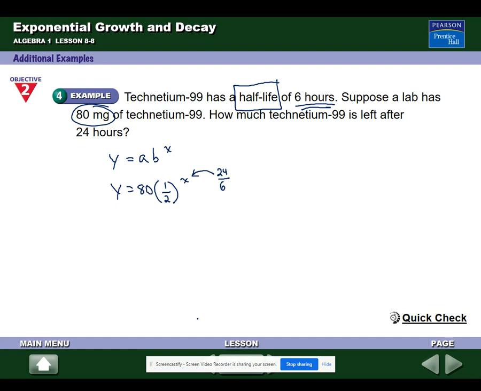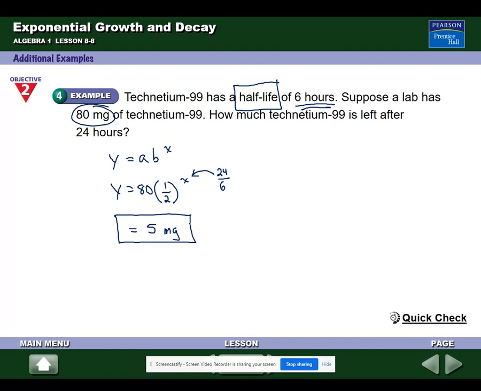Okay, in fact, I just did those motions, but you weren't here to see it. So anyway, you're going to quickly do this on my calculator. 80 times 1/2 to the 4th power is 5. So that's what you would have left, 5 milligrams of technetium-99.